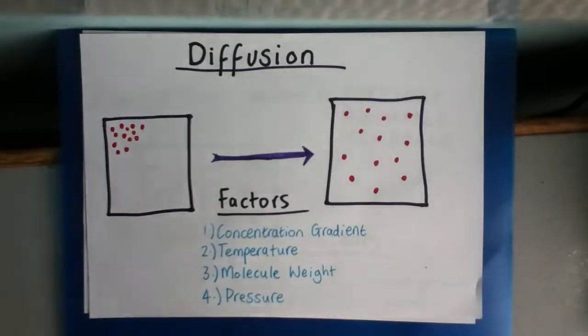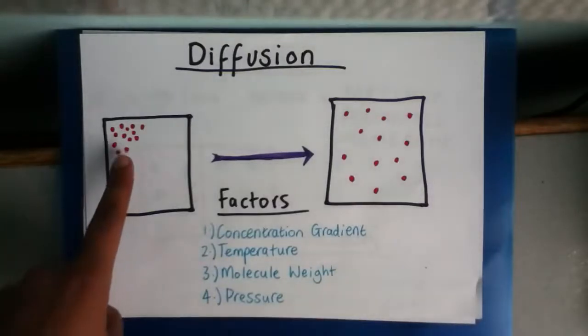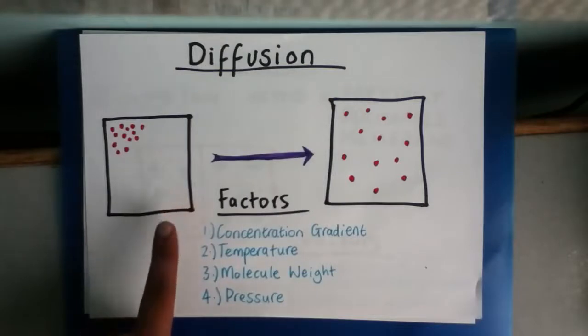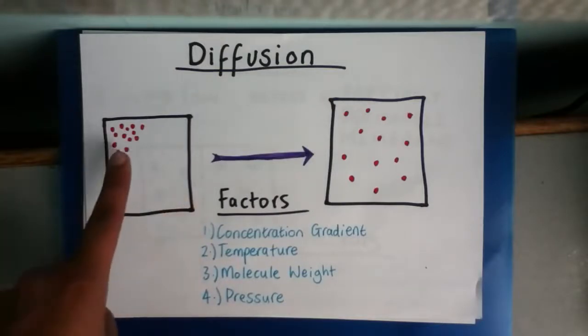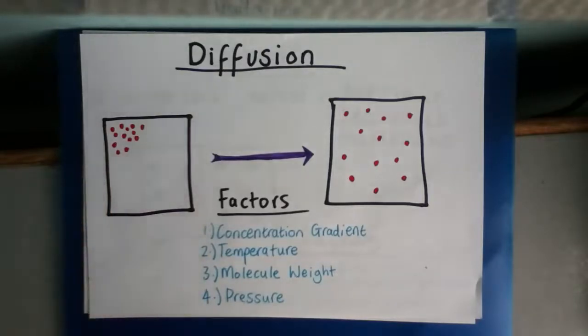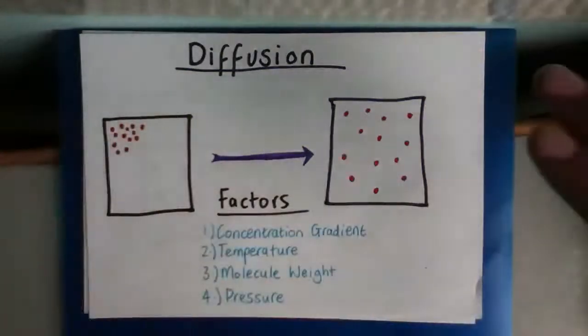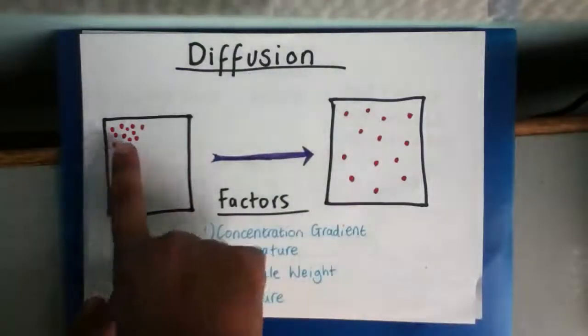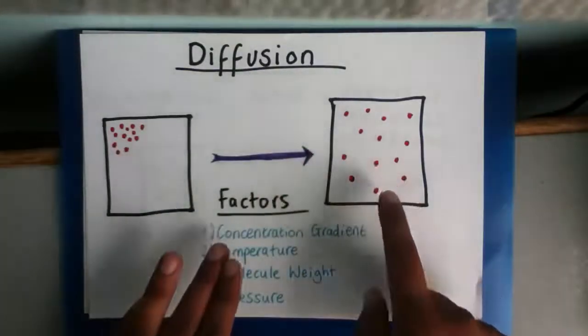So, let's begin. Diffusion is the movement of molecules from a region of high concentration to a region of low concentration. Now, the reason this happens is because these molecules possess energy. They are moving around randomly because of something called Brownian motion. So they possess energy and they're moving around randomly, they're bouncing off each other, and what will happen eventually is they will spread and fill out the entire container.